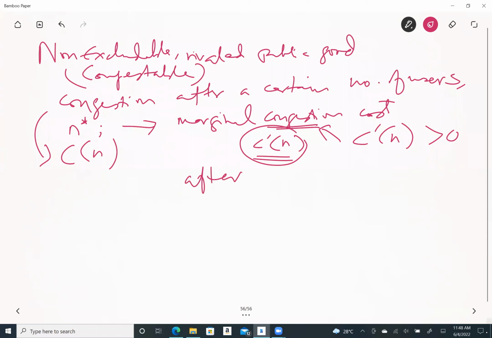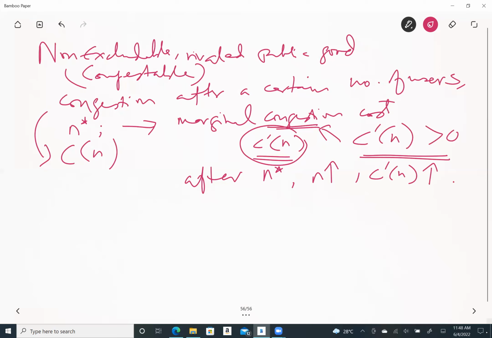After n star. Okay. After n star, you will incur some congestion. That means we incur congestion cost. So in terms of the diagram, there will be positive marginal congestion cost. Okay. All right. So let's say we think that as n increases, C prime of n increases. So how do we put it on the diagram? Okay, so that's the idea.